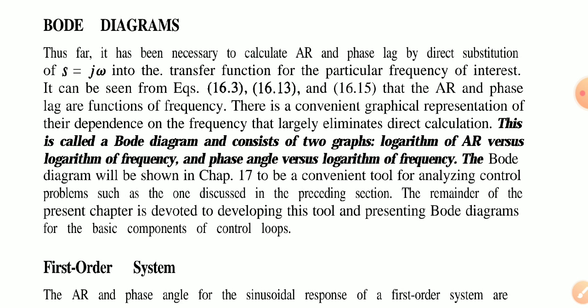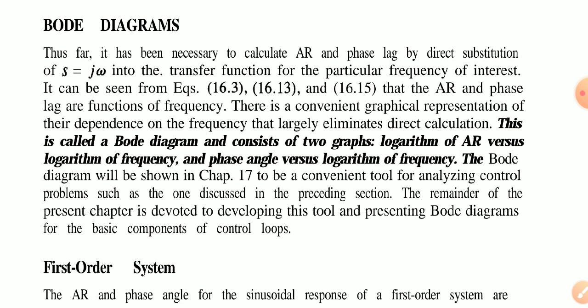This is called a Bode diagram and it consists of two graphs: the logarithm of the amplitude ratio versus the logarithm of frequency, and the phase angle versus the logarithm of frequency. The Bode diagram will be shown in this chapter.